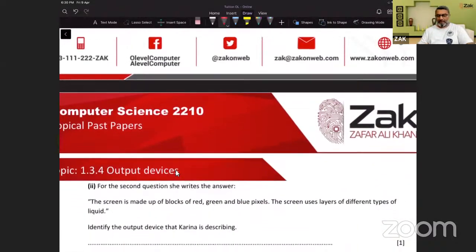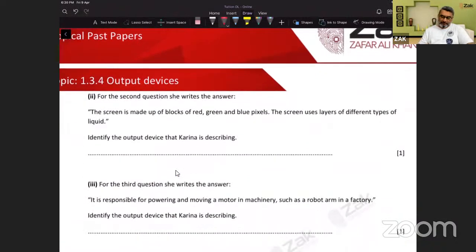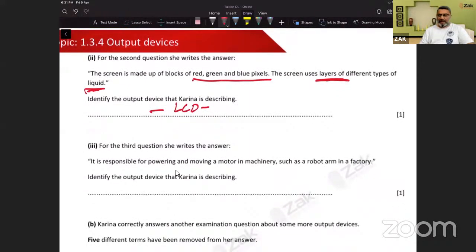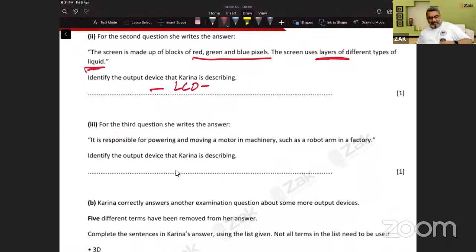The screen is made up of block of red, green, and blue pixels. The screen uses layers of different types of liquid. Layers of liquid. This is LCD. Liquid crystal display. It is responsible for powering and moving. Now you see, powering and moving. This is actuator. A motor in the machinery, such as robot arm.